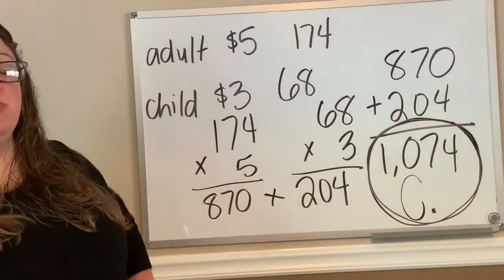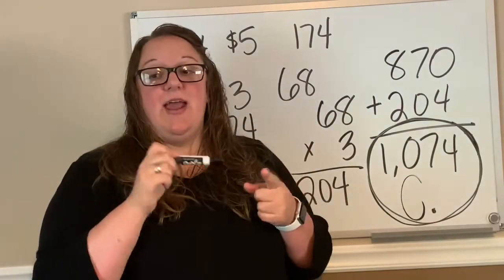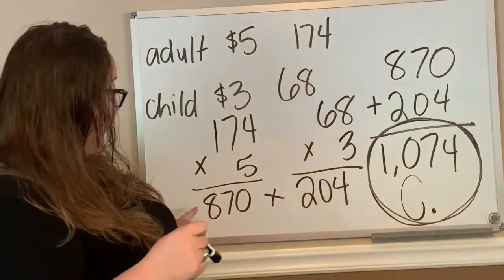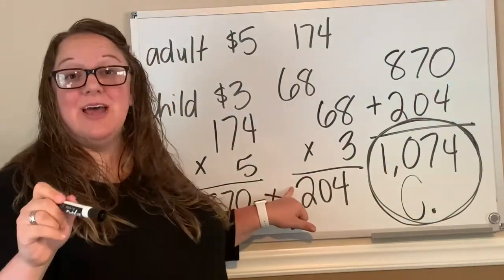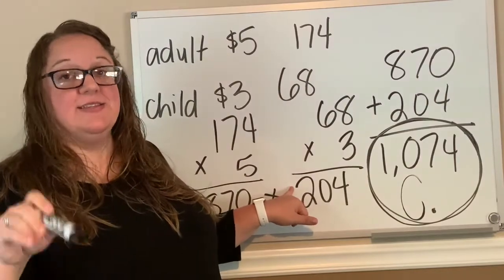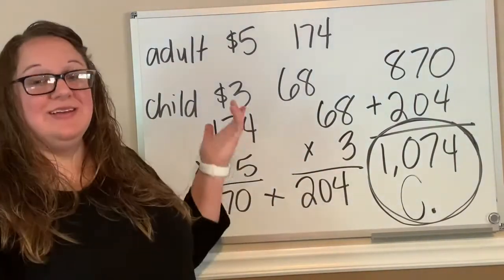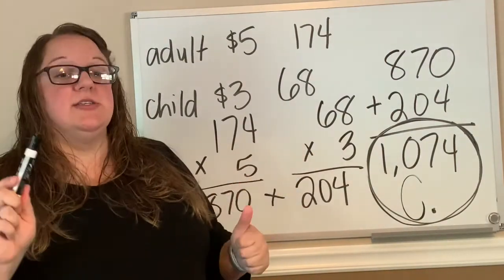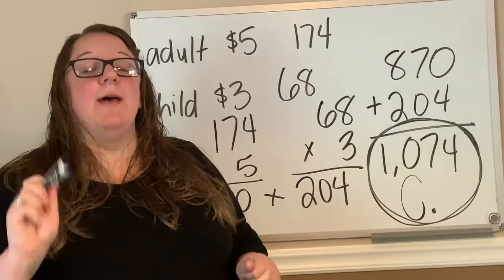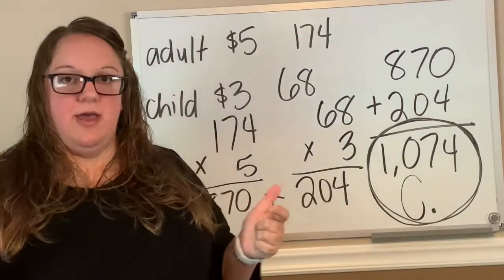Now, if you look at those answer choices, if you go back and look, you can see that answer choice A is how much they made on the adult tickets. And answer choice B is how much they made on the child tickets. So if you would have just found one of these, you would have gotten the problem wrong, okay? So this is another one of those times where you cannot be lazy and you have to figure out all the steps. Okay? All right.